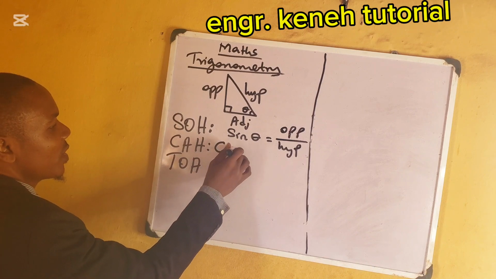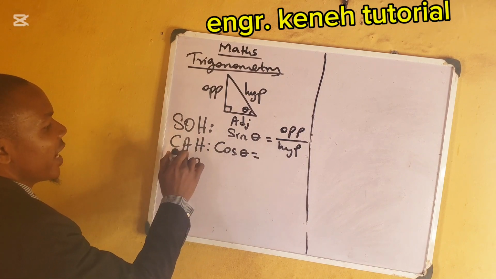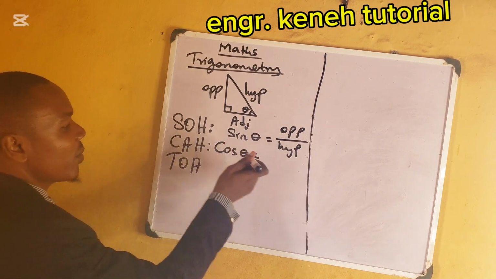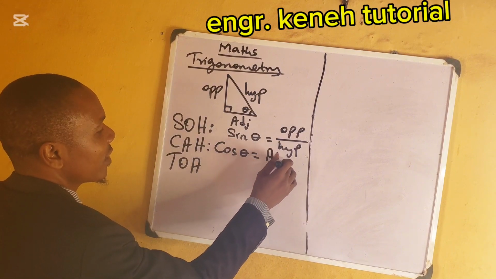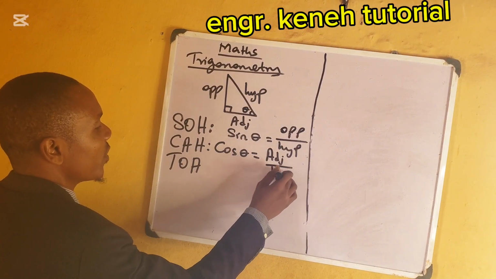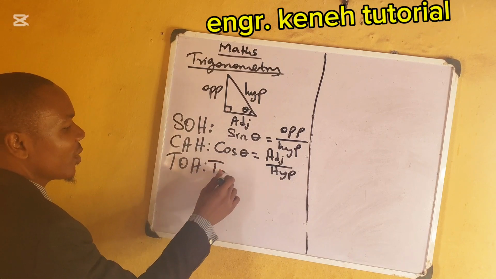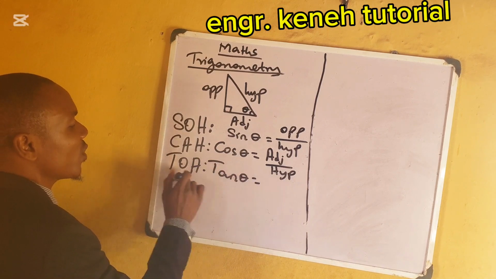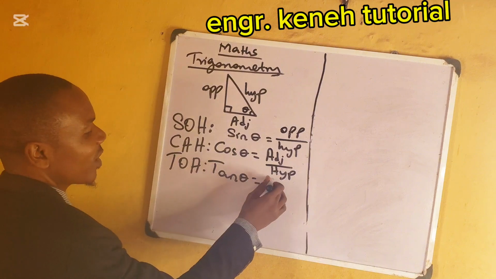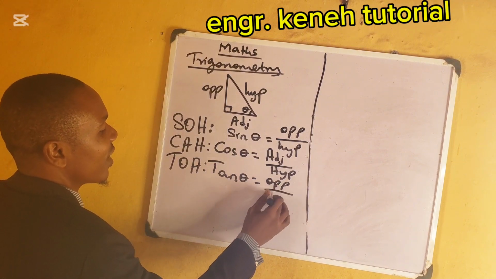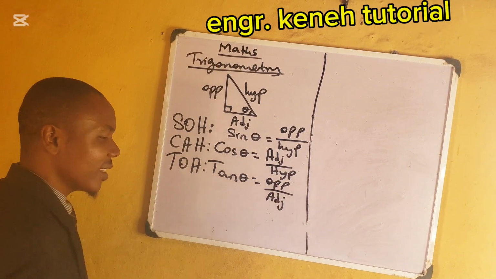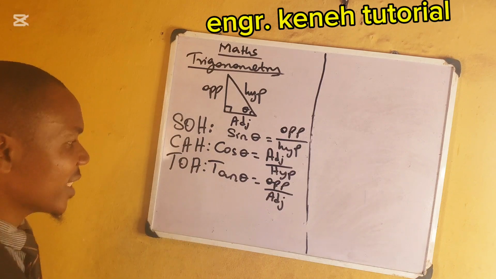All right, this one means cos theta. We have C, which is cos theta, is equal to A, meaning adjacent, over hypotenuse. So we have adjacent over hypotenuse. Can you see that? T means what? Tan theta, like this one. We have tan theta is equal to O, opposite over adjacent. So we have opposite over adjacent, like this. Can you see that? All right, so that is it.